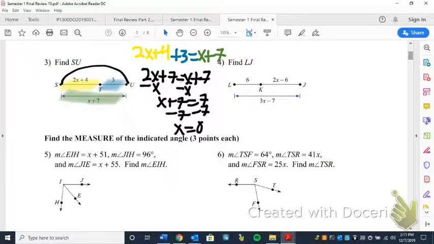Now, SU, we're told, is x plus 7. That's the whole distance. So we go 0 plus 7 equals 7.